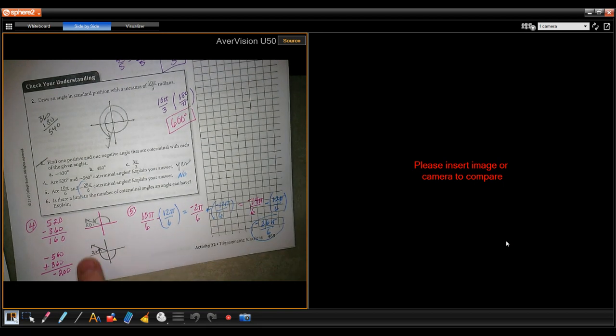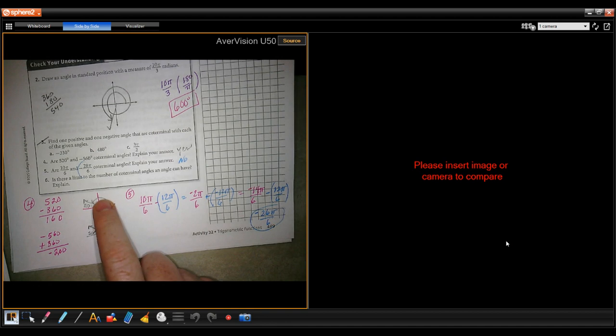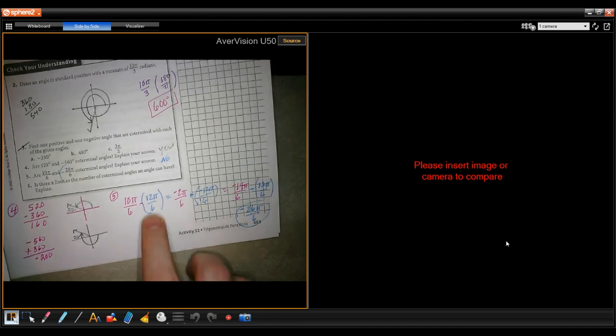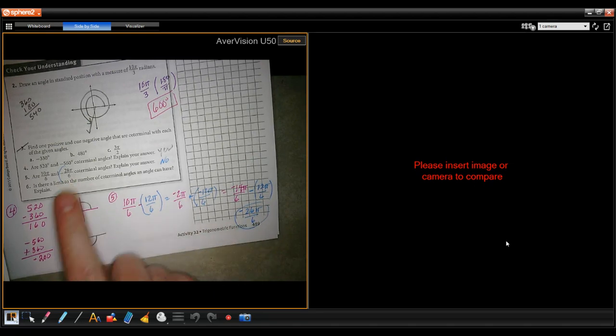So one way we did it here is I did each angle individually, saw where it stopped, and compared where they stopped. Another way, this one, was I took one angle and just kept subtracting and subtracting to see if I could get to the other angle. So there's two trains of thought. They both are correct. So this is 26, this is 28, so the answer is no.